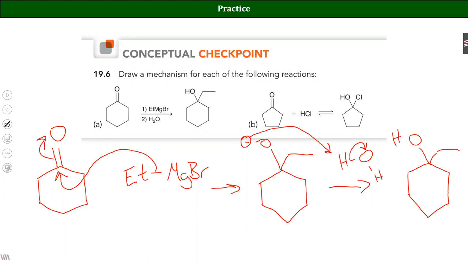And the second step is just stealing a proton from a water molecule, or whatever your proton source is. Could be methanol, could be ethanol, which are both common choices as well. And so your byproduct would probably be some combination of magnesium bromide and magnesium hydroxide at the end.